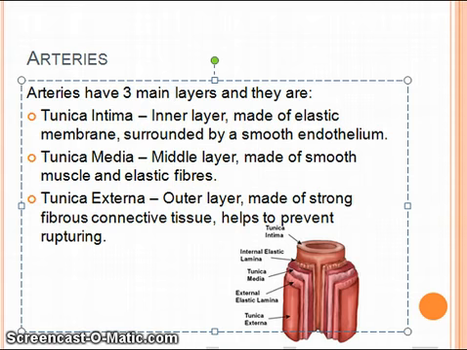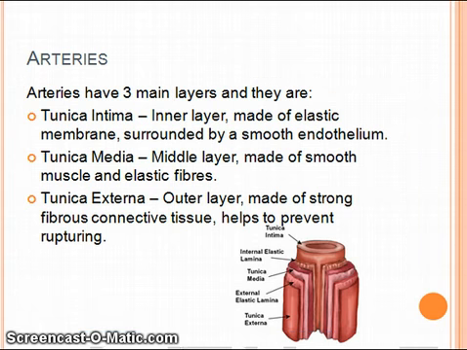Arteries. Arteries have three main layers: the tunica intima, the tunica media, and the tunica externa. The tunica intima is the innermost layer, made up of elastic membrane surrounded by a smooth endothelium. The tunica media is the middle layer, made up of smooth muscle and elastic fibers. The tunica externa is the outer layer. This is made up of strong, fibrous connective tissue. This helps to prevent rupturing.